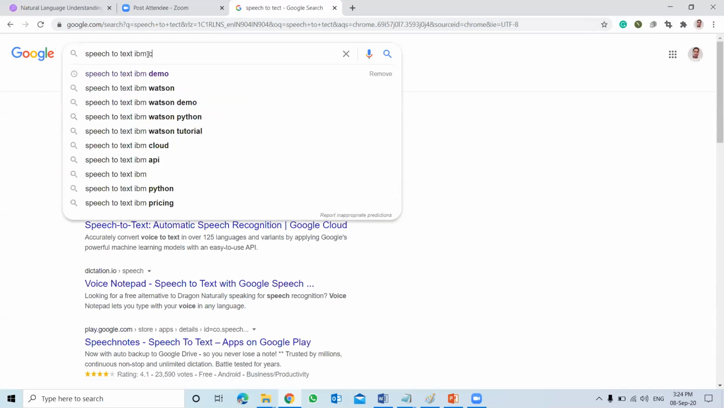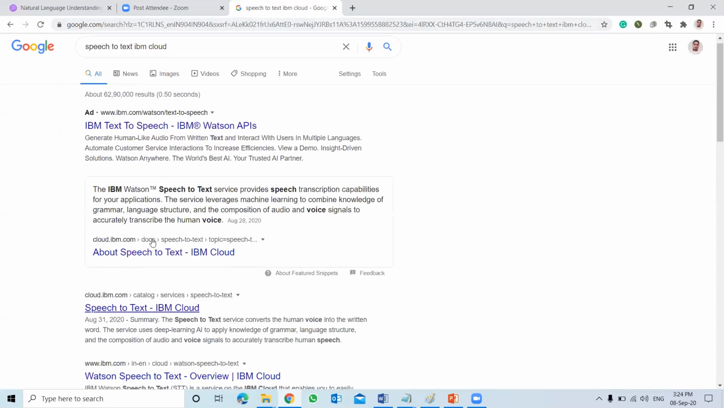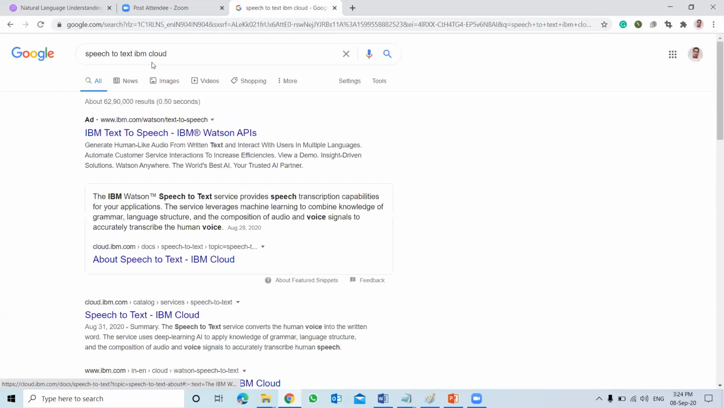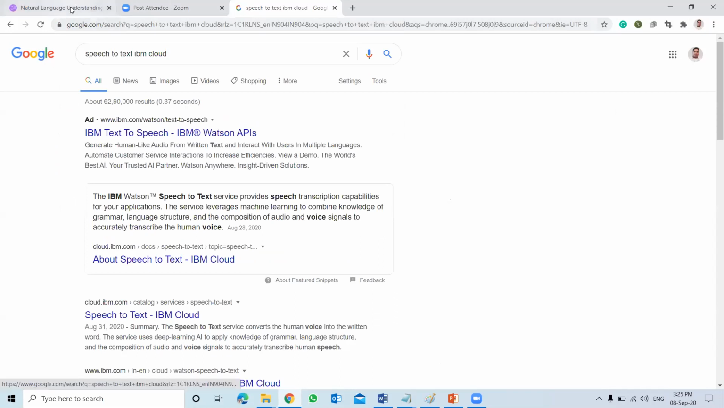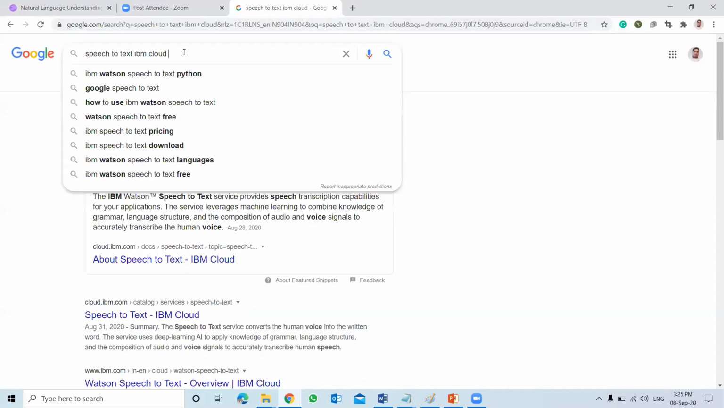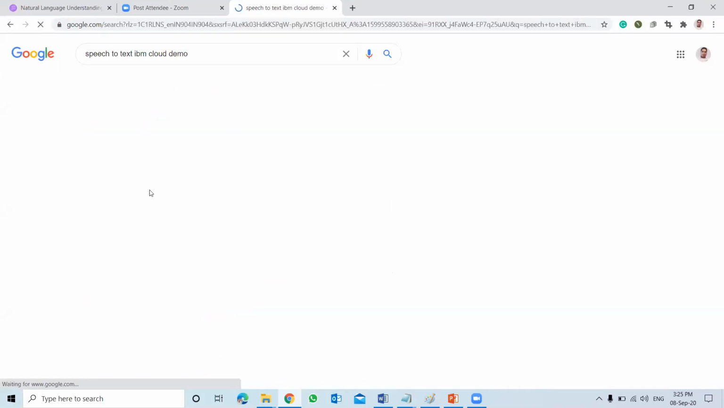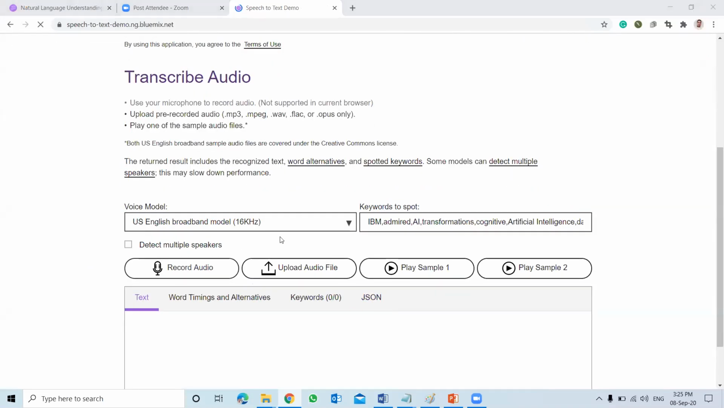IBM Cloud. So guys, now here you can see that we have all these examples here. Now here you can see that they have some. So if I click on recording.